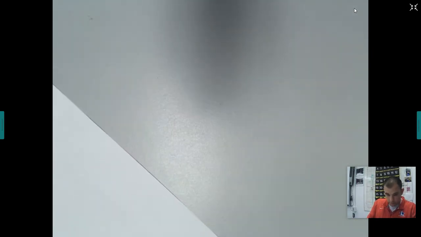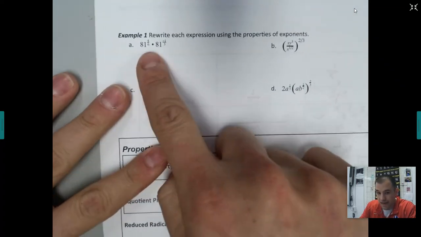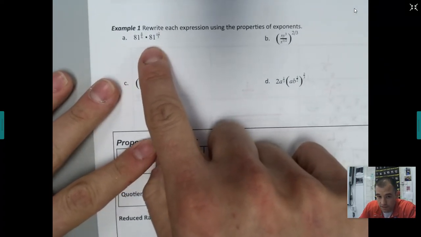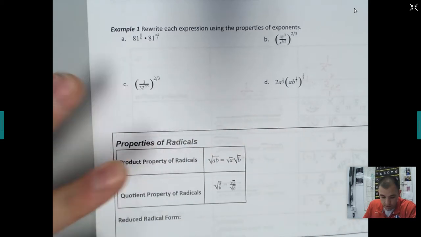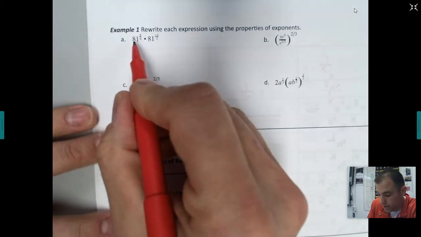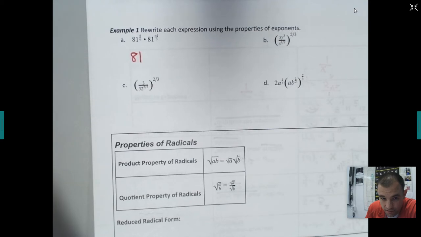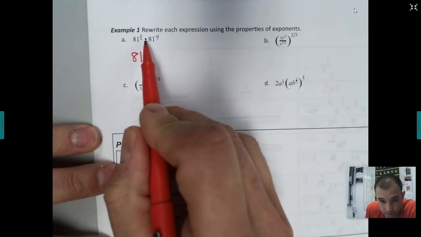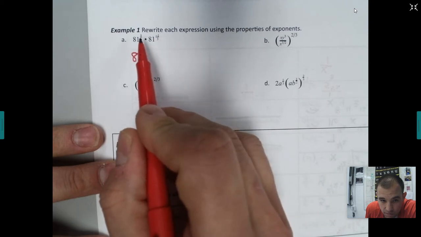Look at this problem right here. So it says 81 to the 5/6 times 81 to the negative 1/3. Okay, 81 to the 5/6 times 81 to the negative 1/3. All right. Now I know you all don't like fractions, so this is where your calculator will come in handy. Notice that the 81s are the same. So the 81 is not going to change. They have the same base. I am multiplying. Whenever I multiply, I add the exponents together.